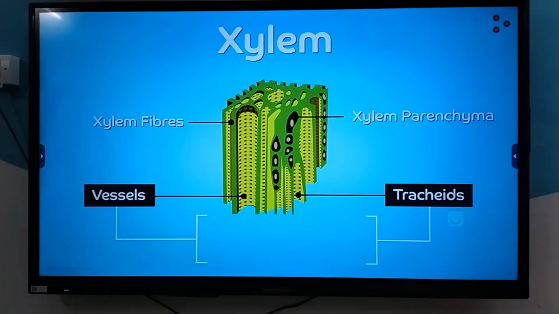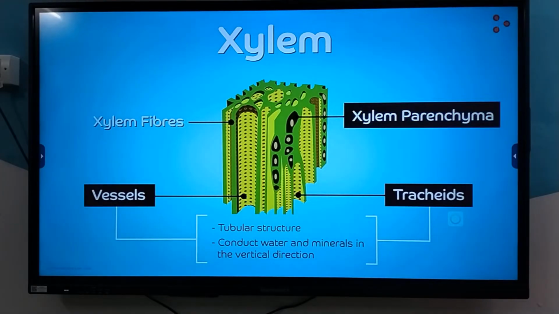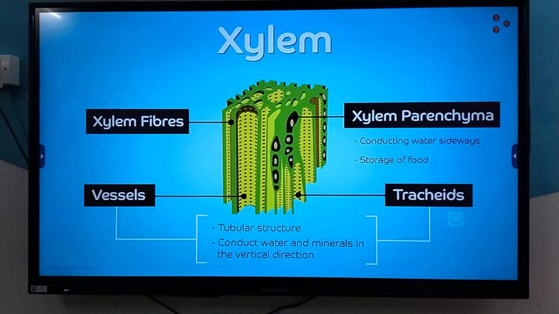Tracheids and vessels, as we can see, have tubular structures. Thus, their role is to conduct water and minerals in the vertical direction. Xylem parenchyma, unlike the normal parenchyma, mainly helps in conducting water sideways along with the function of storage of food. Lastly, xylem fibers. What do you think will be their function? Yes, being fibers, they will give mechanical support to the plant.